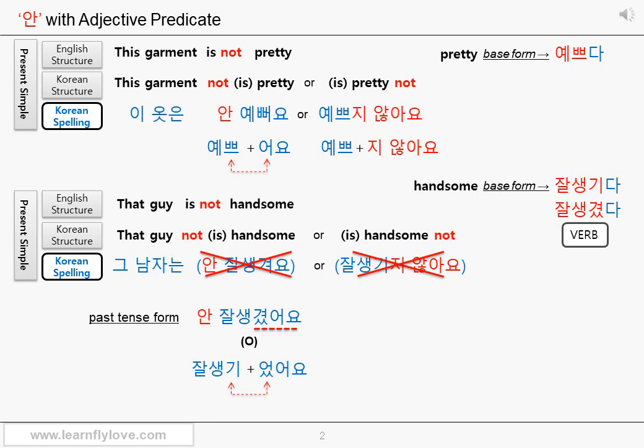If you use the negative compound expression 지 않아요, you need to put the 지 않아요 part in the past tense. The stem 잘생기 plus 지 않 plus the past tense ending 았어요. 잘생기지 않았어요. 그 남자는 잘생기지 않았어요.